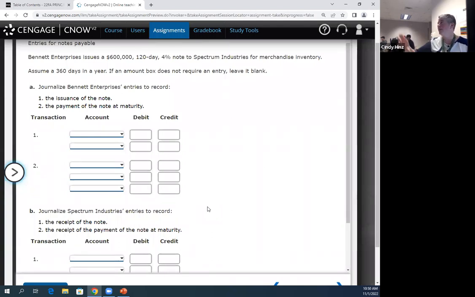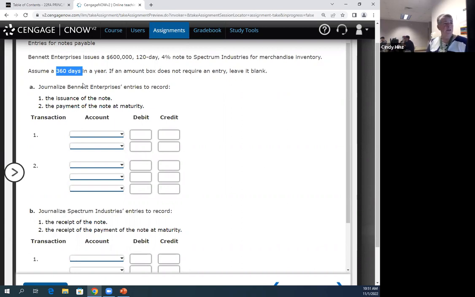So in my scenario, and I'm adding to what's in this exercise, we're assuming that Bennett normally has 30 days to pay and that's not enough. And so they issue this note. Essentially, they're borrowing the money from Spectrum. And we're asked, by the way, to use a 360-day year. I don't know why this book does that. I guess just because it does make the numbers a little bit rounder, a little bit more likely you don't have to round off. So we're going to use 360 days rather than 365 days in a year.